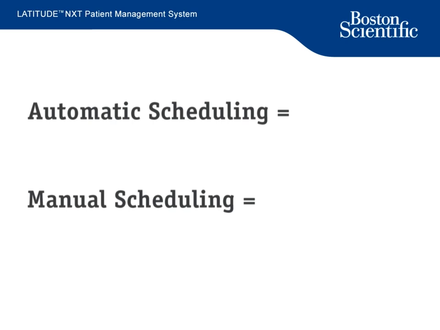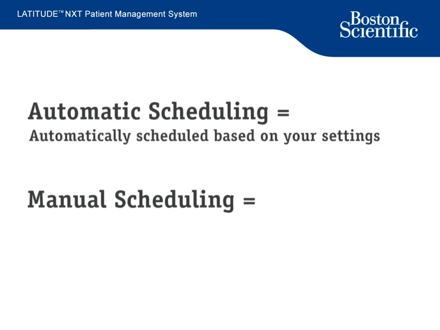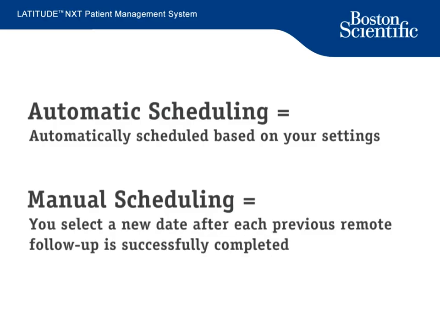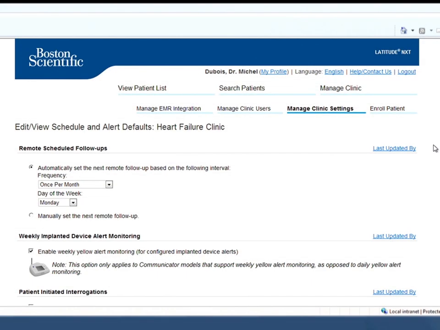For automatic scheduling, the next follow-up is automatically scheduled by using the information you set, the configured interval or frequency, and the day of the week. For manual scheduling, you pick a new follow-up date each time the previous one has been completed. As a reminder, for patients following manual scheduling, if they do not have a next scheduled remote follow-up date set, they will be listed under the Not Scheduled Patient List filter.